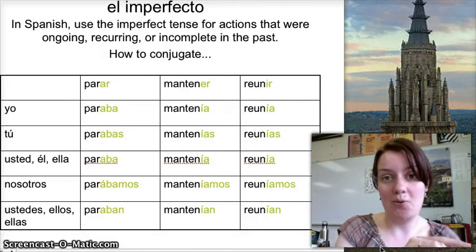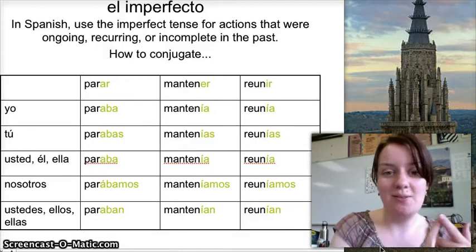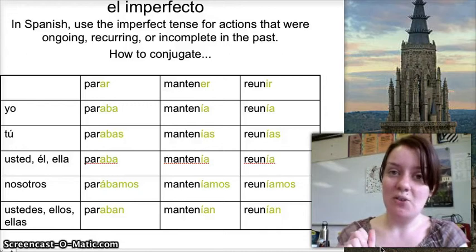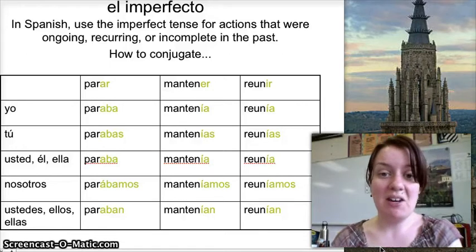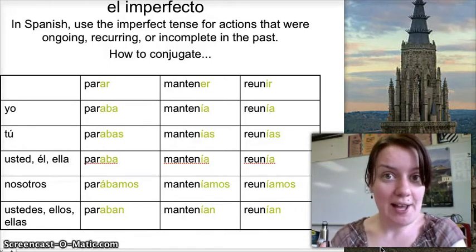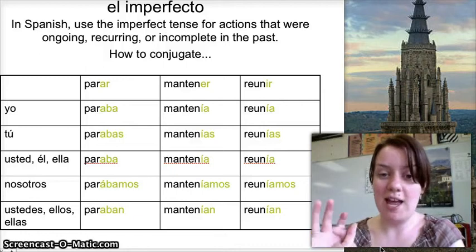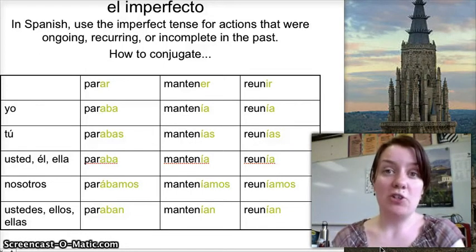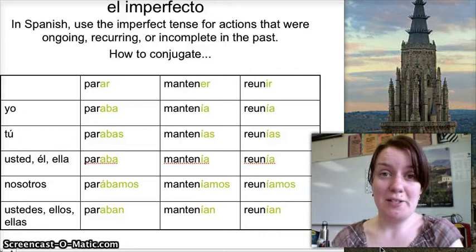So parábamos, mirábamos, trabajábamos. For ER and IR, the endings are the same. So they're ía, ías, ía, íamos, and ían. There are accents on every I. Every ending has an accent on the I. So make sure to write in all of those accents because they are part of the spelling. If you didn't have the accent, it would totally change the pronunciation.